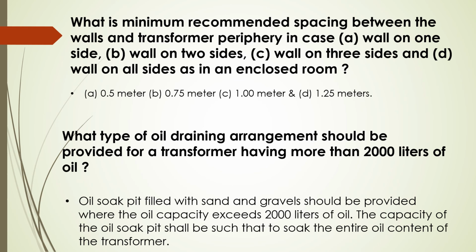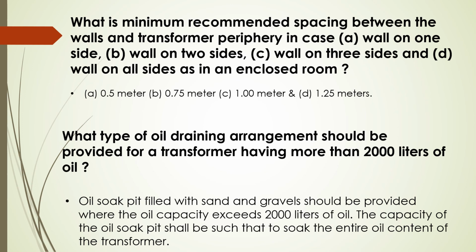What is the maximum recommended spacing between the walls and the transformer periphery in case of a wall on one side, walls on two sides, walls on three sides, and walls on all sides of an enclosed room? So, if it is a wall on one side, the spacing between wall and transformer periphery should be 0.5 meter. If the walls are on two sides, the distance should be 0.75 meter. If the walls are on three sides, then the distance should be 1 meter. And if the walls are on all sides, as in an enclosed room, the distance should be 1.25 meters.